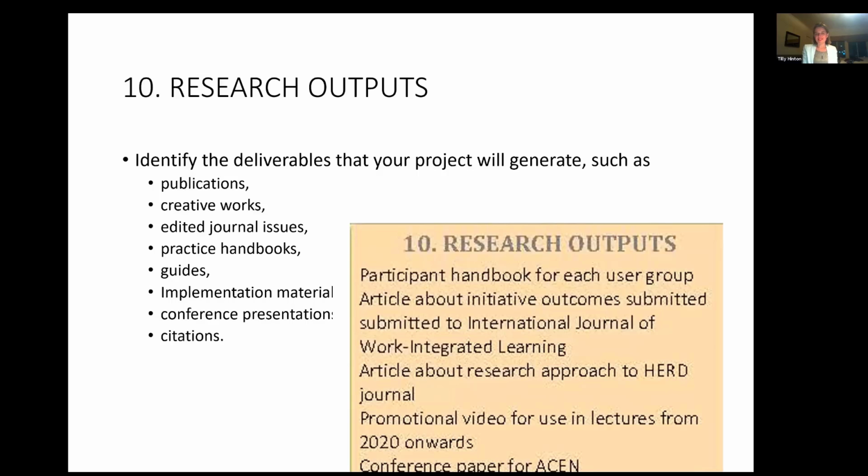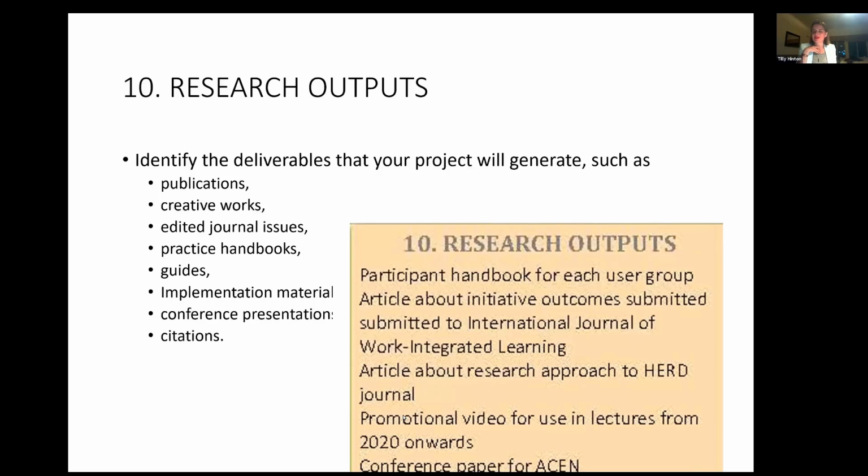Now, review panelists will be much more convinced if you are specific about the outputs that you intend to achieve. So a general statement like, we will publish 2 journal articles could be strengthened by saying, we intend to submit journal articles to the International Journal of Work Integrated Learning and, you know, name another one, HERD maybe. Also flagging what you might write about in each of those journals, making sure that it is aligned to the editorial requirements of them, can be a way of showing the panel that you're really on top of the expectations of those journals and that you're going to get that publishing done.